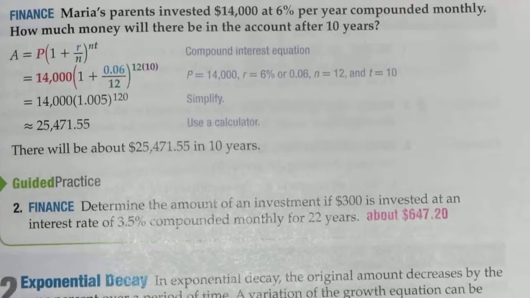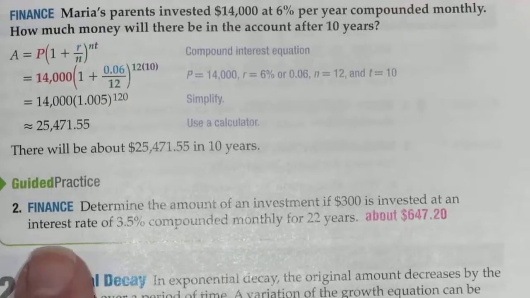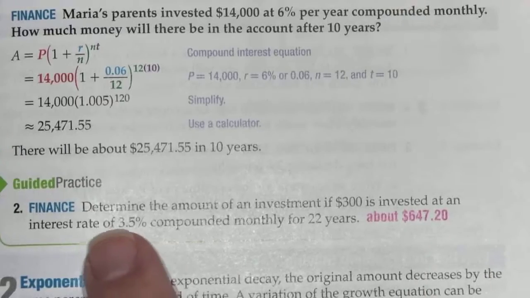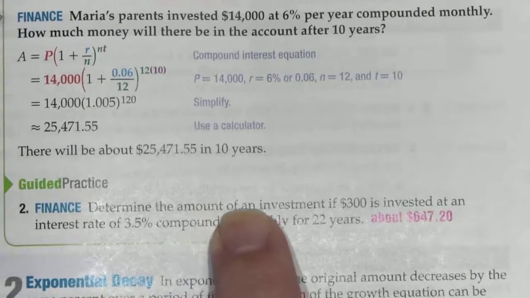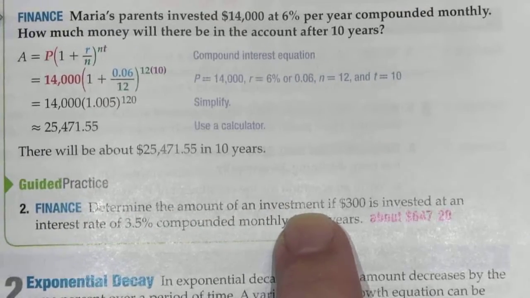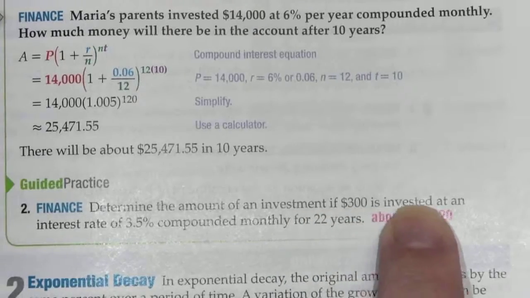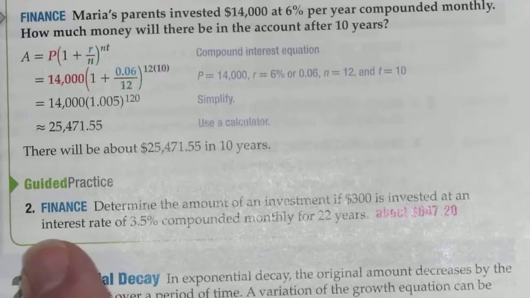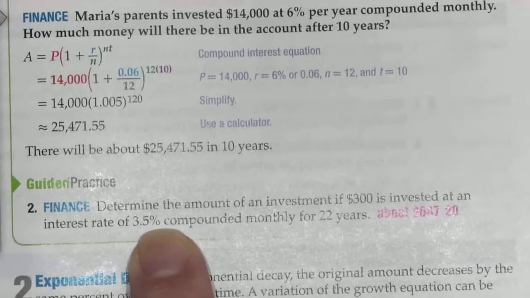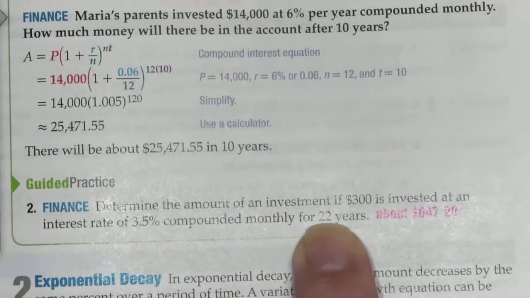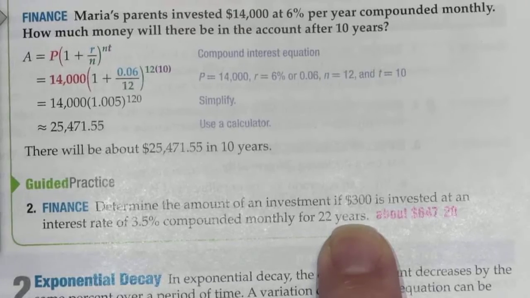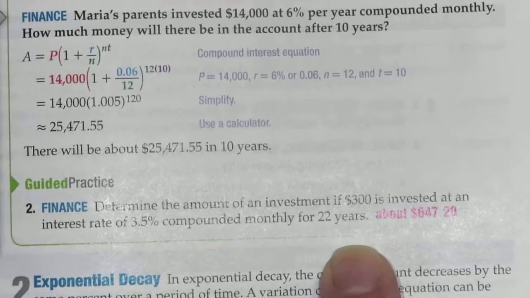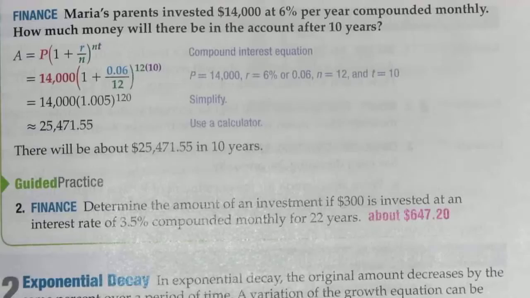Now, let's go ahead and let's do, I don't care that you see the answer, let's make sure you can get the answer. Determine the amount of investment if $300 is invested at an interest rate of 3.5% compounded monthly for 22 years. Okay, so $300 for 22 years.